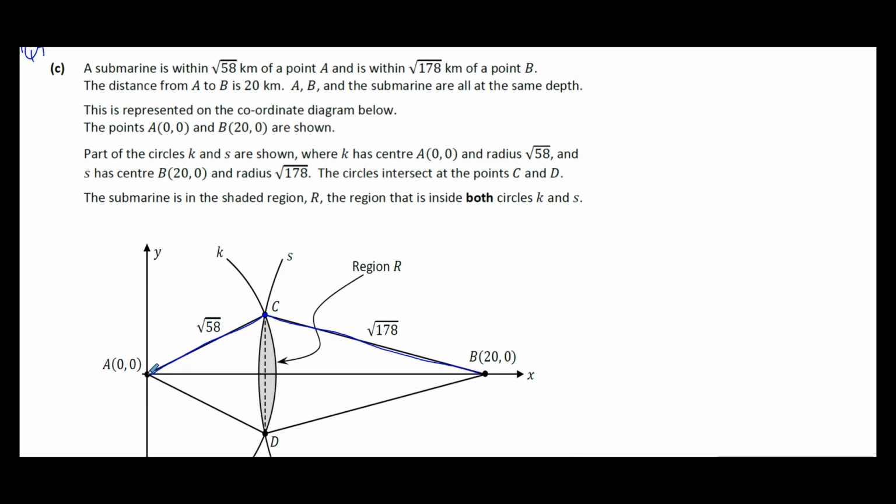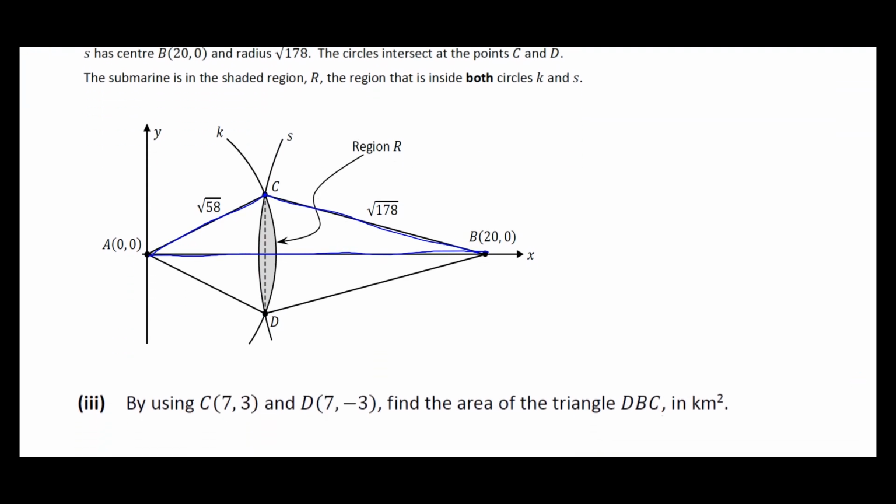And then the distance between A and B is 20, as the coordinates are saying from 0 to 20, and we have that represented. Then we have a mention here that this is the part of circle K, and that is the part of circle S. So that's what it means here. I have extended a circle with that being the center and that being the radius of that circle. And here I have another circle with that being the radius and that being the center.